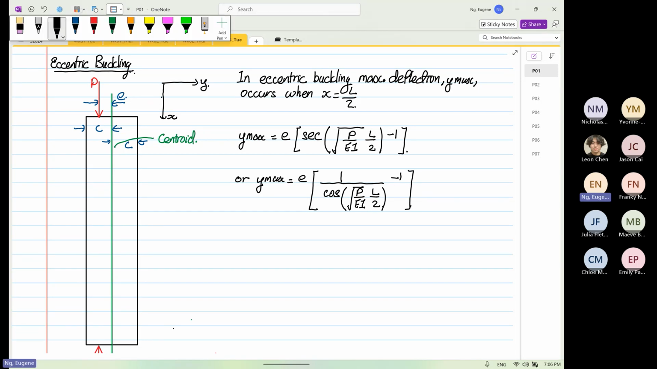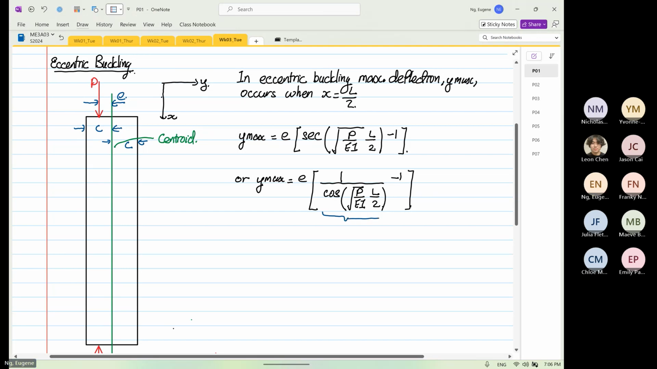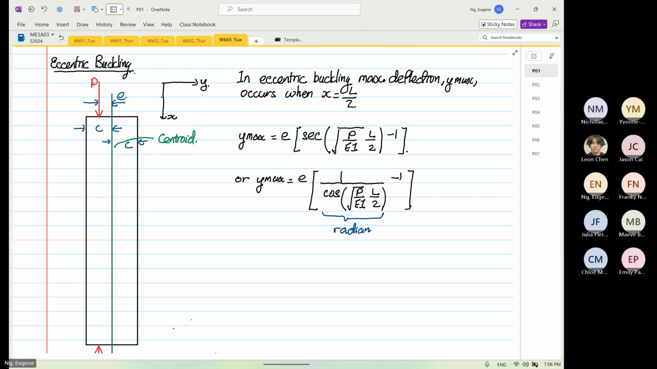And always remember, I think I said this in class last time, this term over here is in radians. A lot of times students forget that this is in radians, and then when they do the calculation, we see the problem.